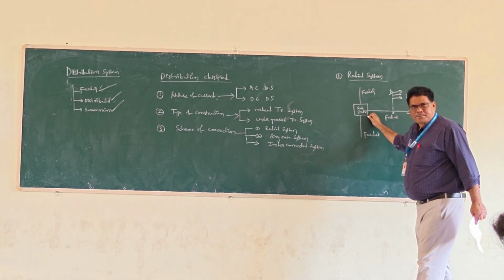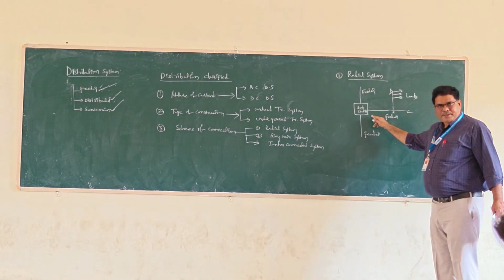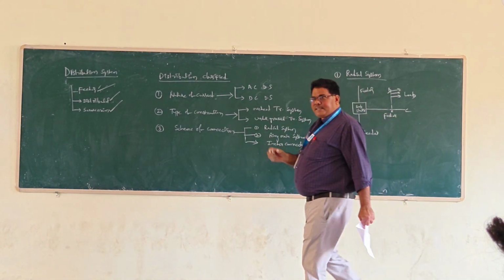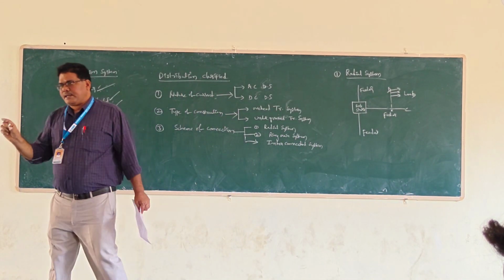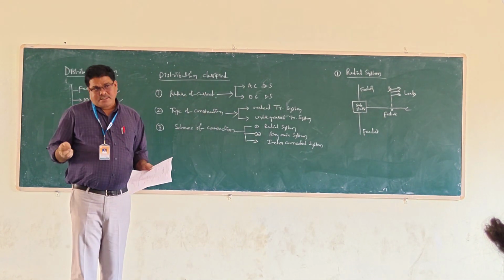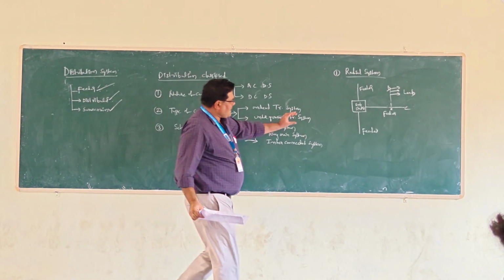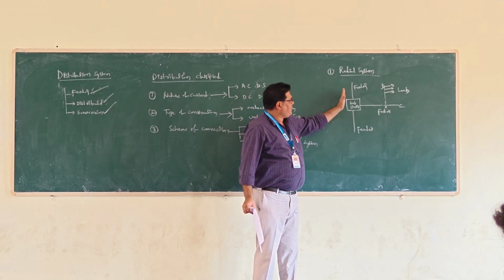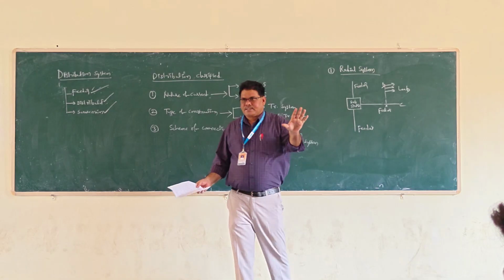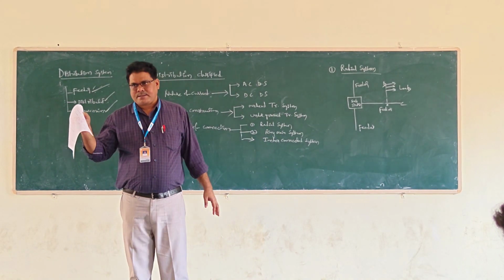So this is the diagram of radial system. What does it mean? Radial means single, so only one source. Single substation, different feeders.